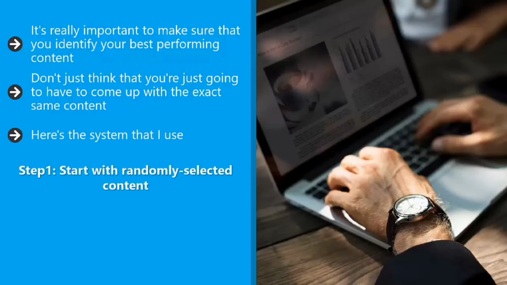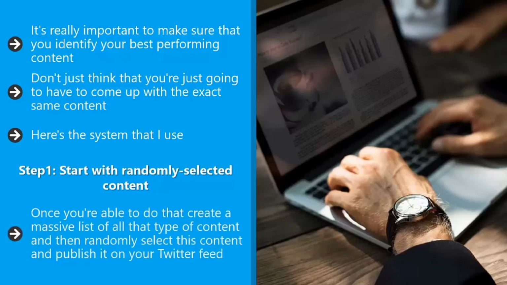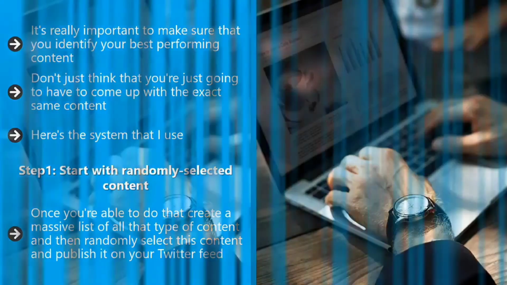Step 1. Start with randomly selected content. Now, please understand that this content must be top content. Look at the reverse engineering section that I mentioned earlier in this training. You should know how to spot objectively good content. Once you're able to do that, create a massive list of all that type of content and then randomly select this content and publish it on your Twitter feed. Again, you can use Hootsuite or Social Oomph or some other content scheduling software. Let this piece of content run until a few weeks pass.